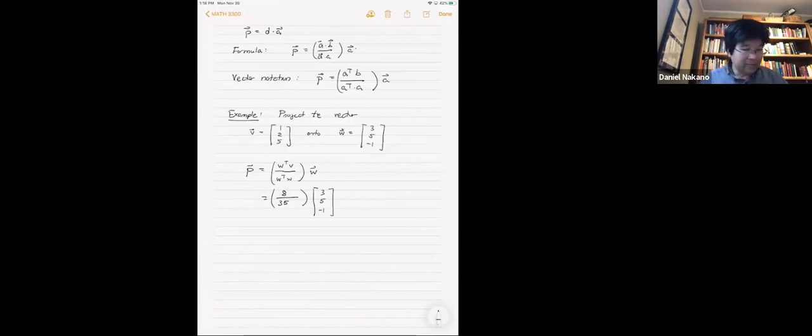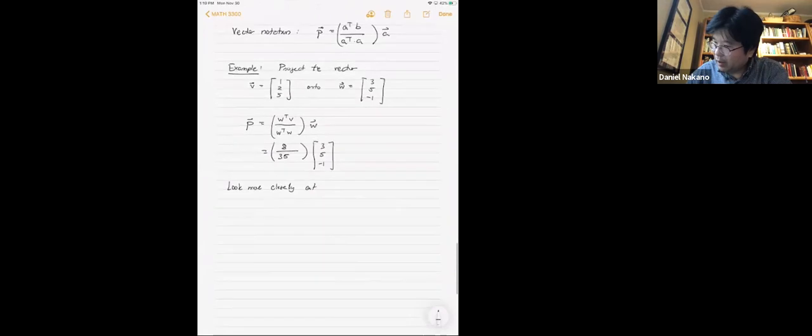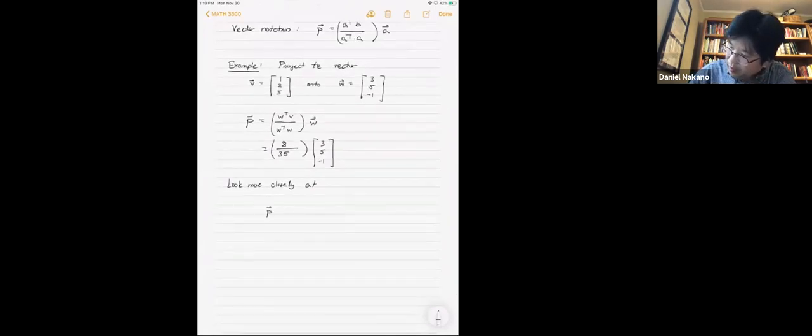Okay, so that's how we project. Now, what I want to do is find a formula which tells me how to project any vector onto W. I will do it by finding some matrix. Okay, so let's look more closely. Let me rewrite the formula here. P is equal to A transpose B over A transpose A, times A.